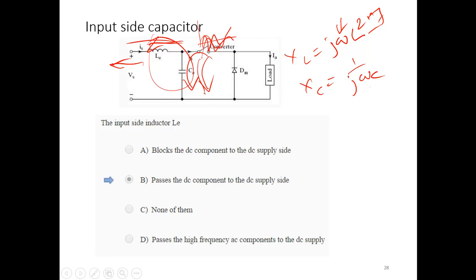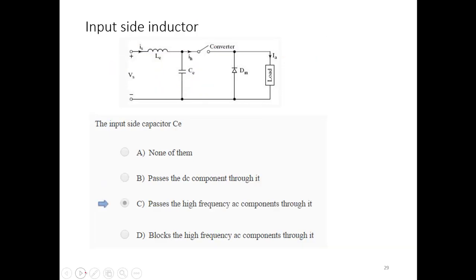That's why the input inductor passes only the DC component to the supply side, since it is frequency dependent. On the input side, there is also a capacitor. The capacitor passes the high frequency component through it. That's why the input side capacitor passes the high frequency component.